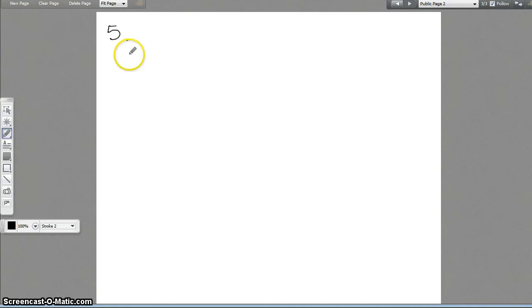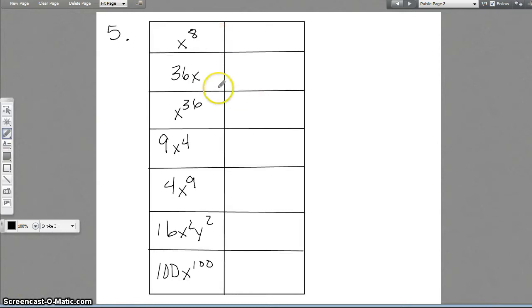It says, if possible, write each of the following as the square of a monomial. So they give you a bunch of different things that you can write as a square. So I'm going to pause this and write these on the screen real quick. Okay, so here are just a few of the terms that you're given for number 5 that you're supposed to write as the square of a monomial.